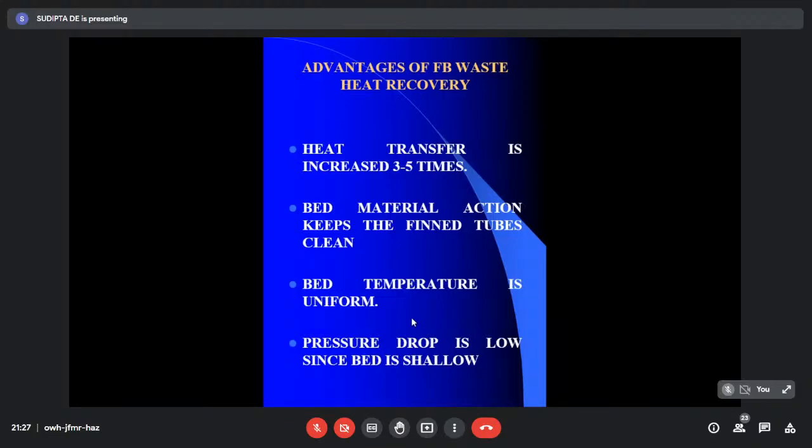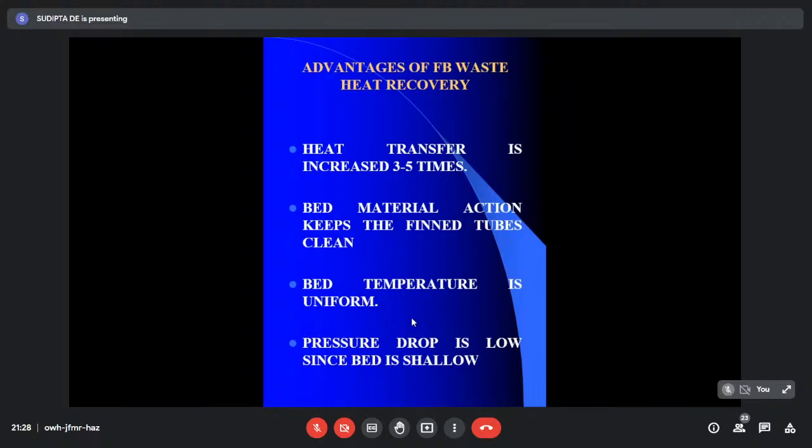Then, bed material action keeps the fin tubes clean. This happens because if the waste gas is full of dust, it still doesn't get deposited on the heat transfer surface, because the particles inherently present in the fluidized bed will clean that dust continuously. So outside surface cleaning is not required in a fluidized bed, but in other processes where only dirty gases pass over it, you need to clean the outside surface very regularly.